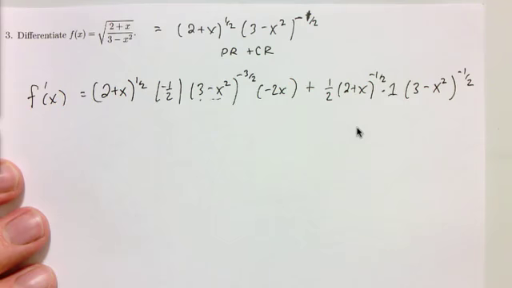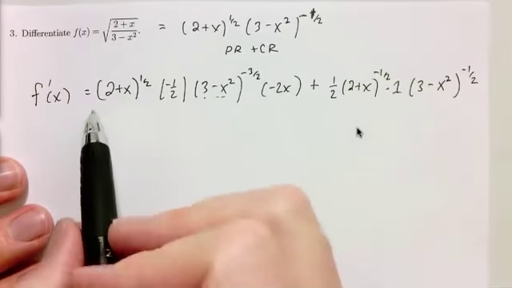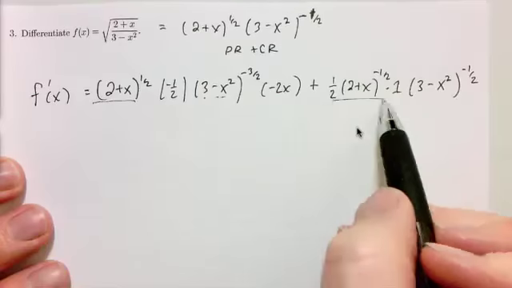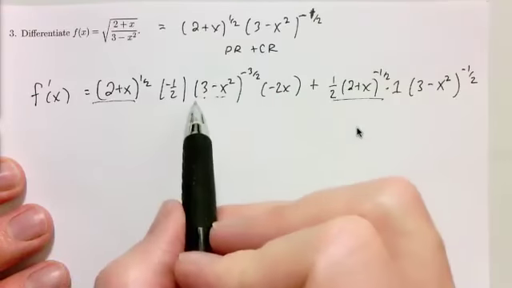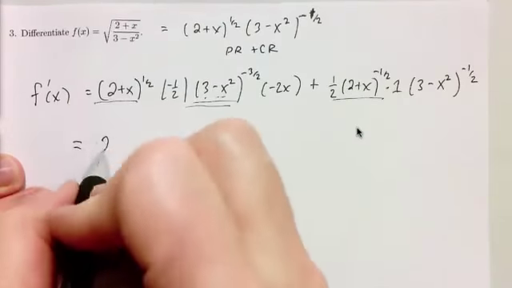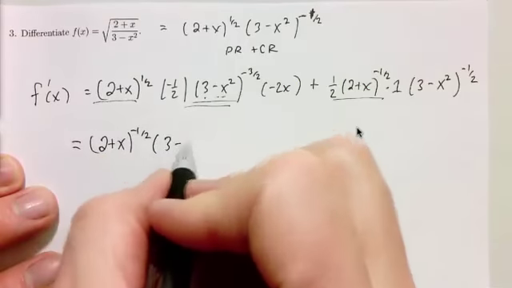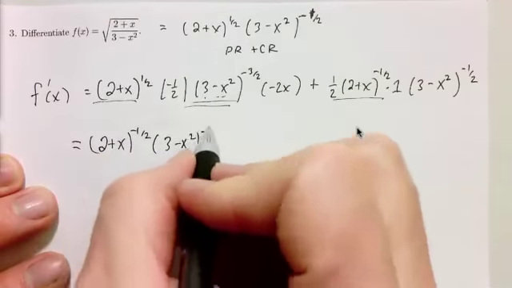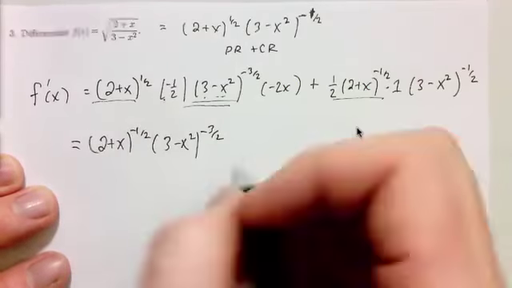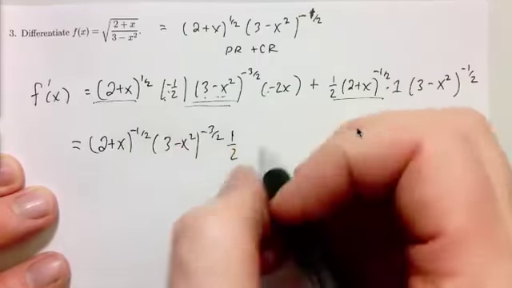Alright. Now, very much like before, I have some common terms I can factor out. Right. So for the 2 plus x terms, I'm going to take out the smaller of the 2. For the 3 minus x squareds, I'm going to take out the smaller of the 2. So we're going to take out 2 plus x to the minus 1/2. 3 minus x squared to the minus 3/2. I can take this 1/2 out in both cases. Minus minus becomes a plus.